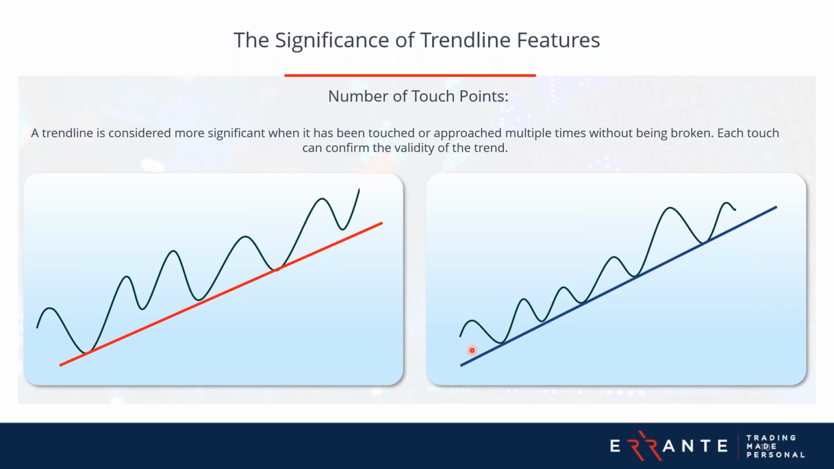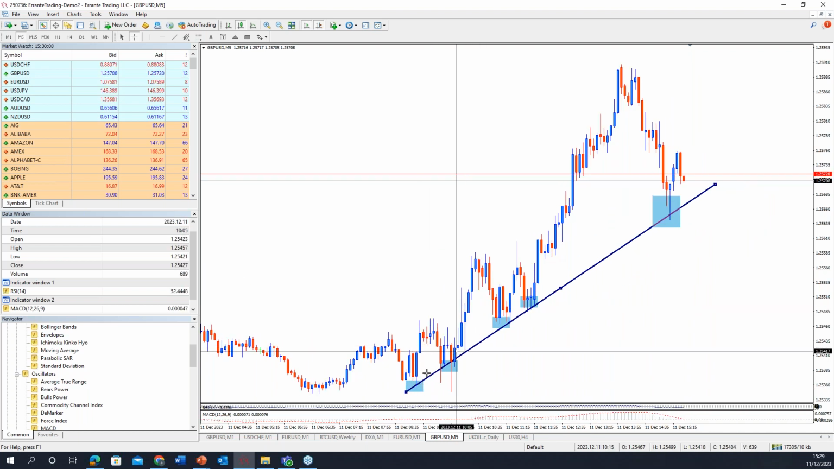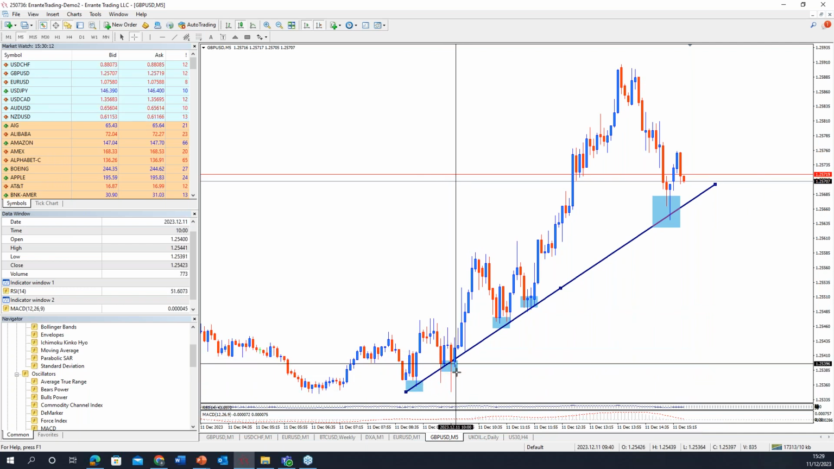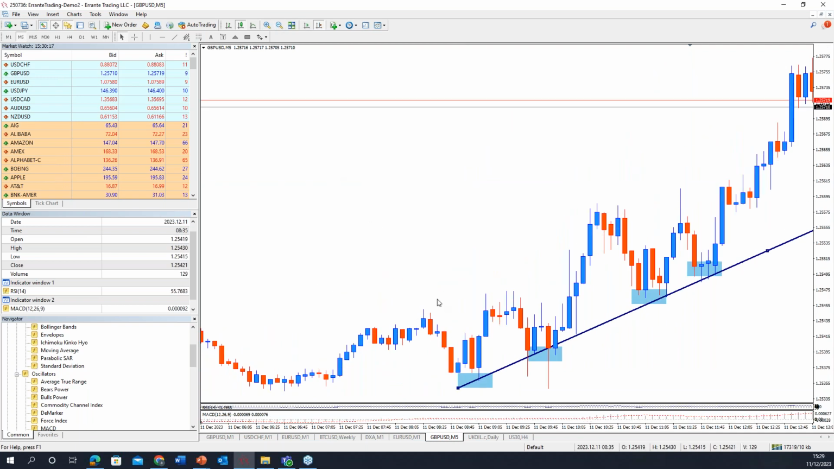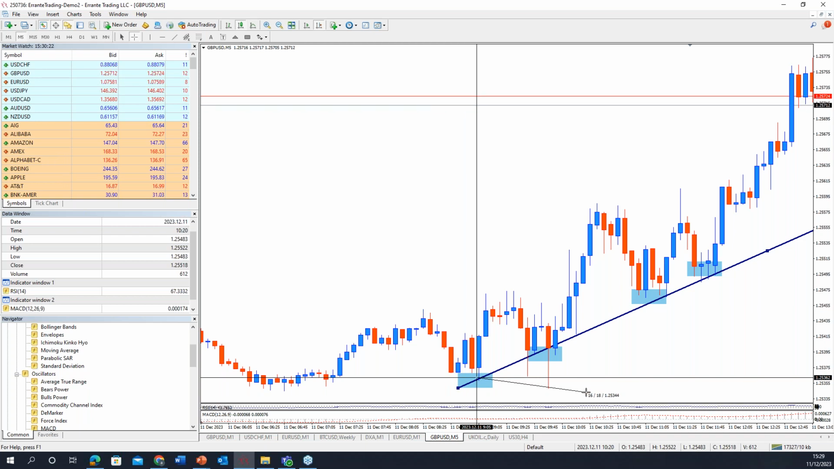And this is the reason that we stress that the number of touch points is very important, because many times you see, for example, like what I just drew here as a trend line, there's a wick or shadow touching the trend line all the time. So if I want to use the shadows, you see my trend line is not going to be valid.